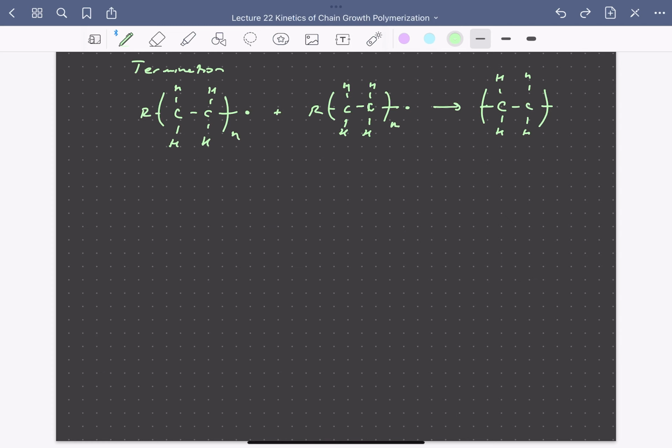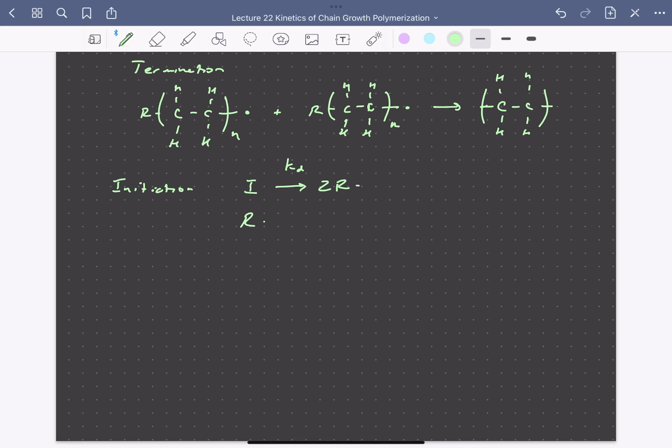So let's think a little bit about this chain growth polymerization process and the kinetics involved. So we can represent this. We'll write each one of the different steps, starting with initiation. And so we'll write the initiation process as an elementary reaction. It's the decomposition of this initiator with a rate constant kd for decomposition.